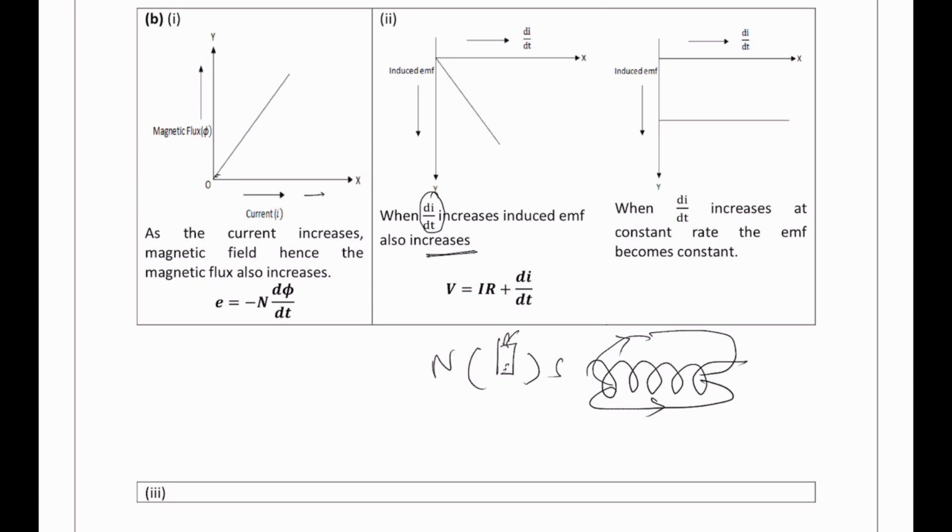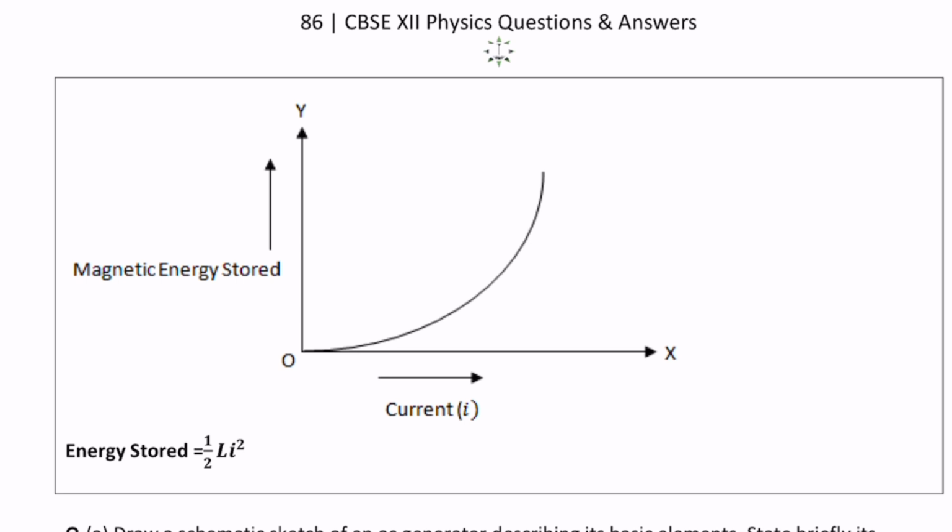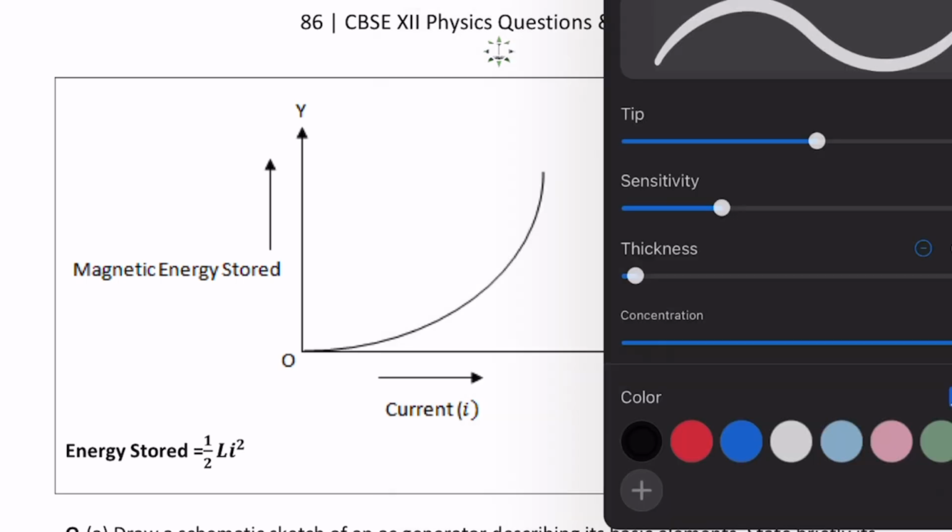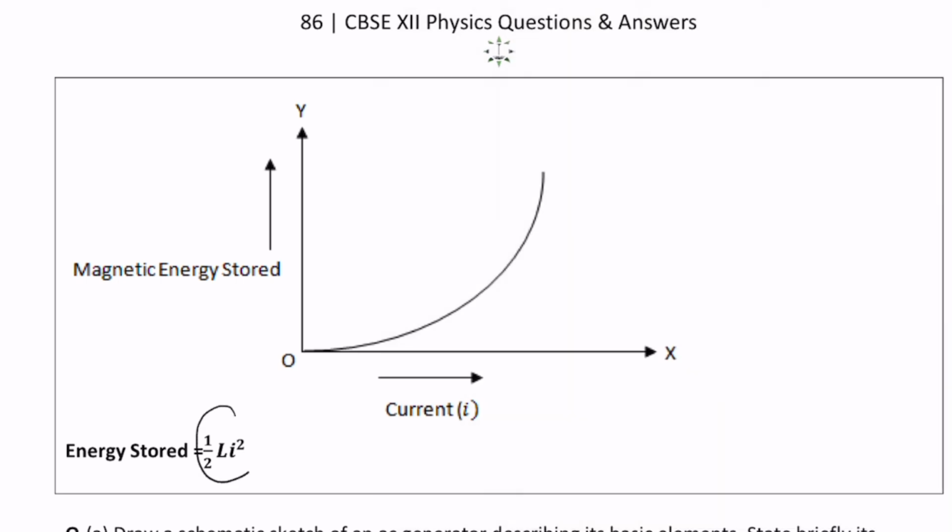Now here, if di by dt increases at a constant rate, the EMF becomes constant. If there is no variation, at a constant rate, then this will be smooth. Now the third is, what is the stored energy? The stored energy in an inductance is this. This is actually asked in objective type questions as well as for solving your basic standard 12 numerical problems. So the energy stored in a solenoid is half L I square.